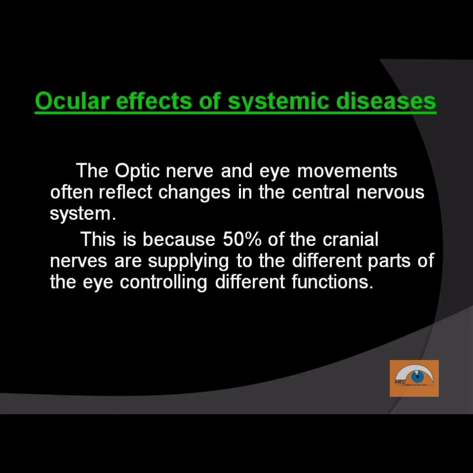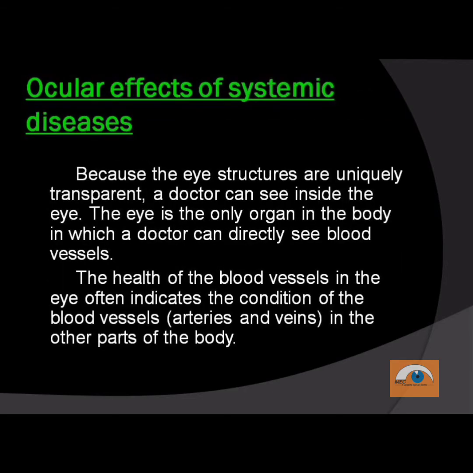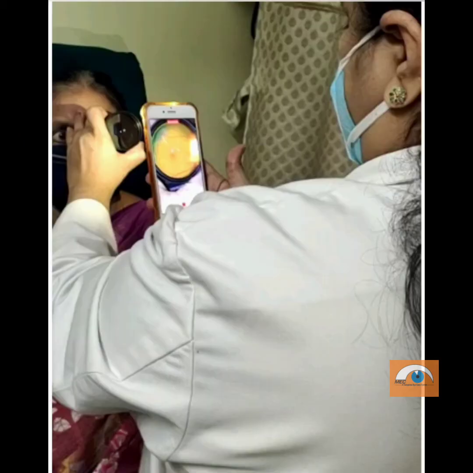The optic nerve and eye movements often reflect changes in the central nervous system. This is because 50% of the cranial nerves are supplying the different parts of the eye, controlling different functions. Because the eye structures are transparent, a doctor can see inside the eye and visualize the blood vessels directly. The health of the blood vessels in the eye often indicates the condition of the arteries and veins in other parts of the body.